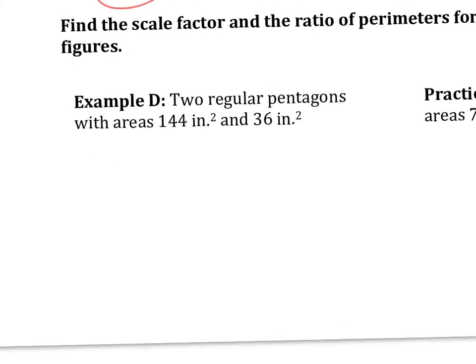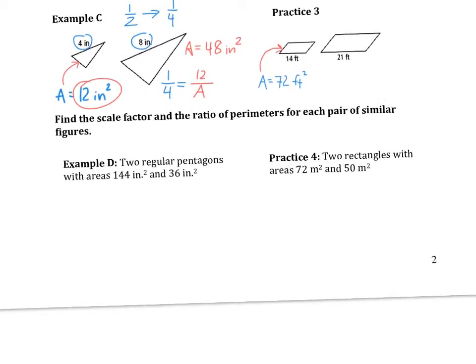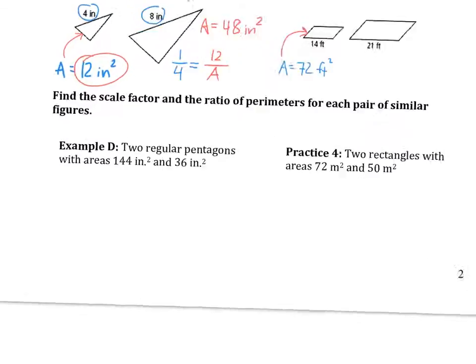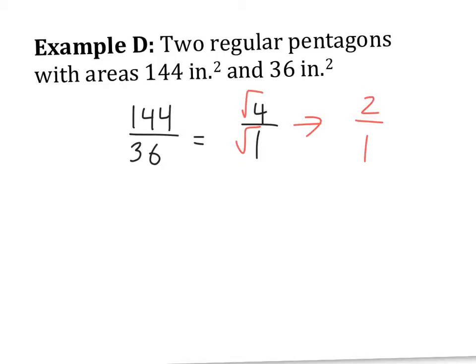Last thing we want to look at here is we're going to find the scale factor given the actual areas. So if we have the actual areas, 144 compared to 36, and if I reduce that, I get 4/1. And now what you have to do to go the other direction is that you have to square root. So what's the scale factor? The scale is 2 to 1. And that's it. So not such a big deal. Instead of squaring, we're square rooting after we reduce.